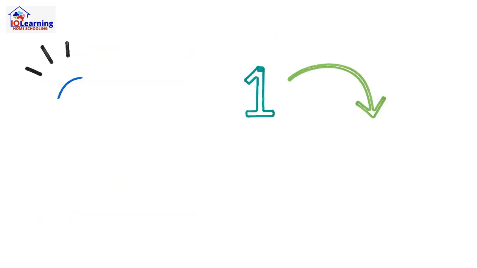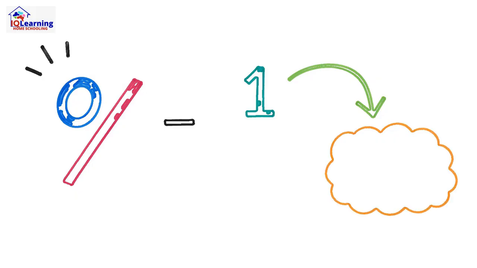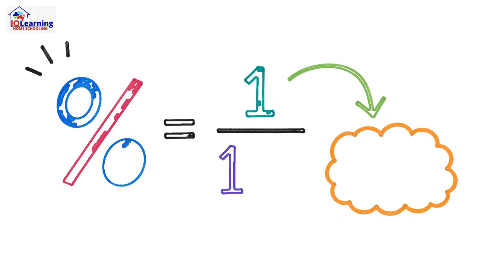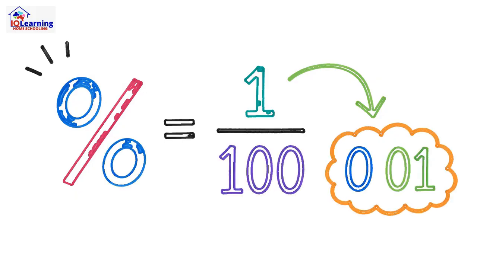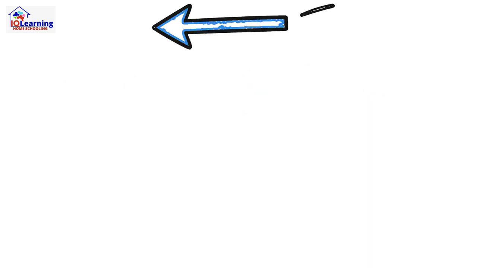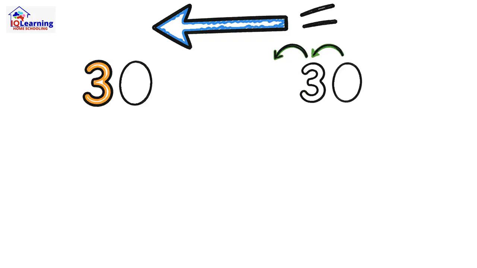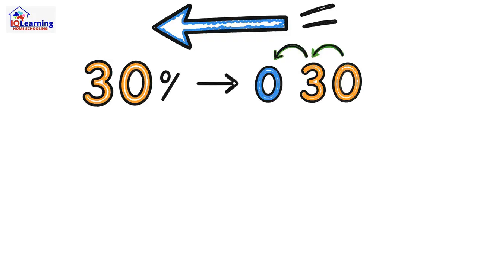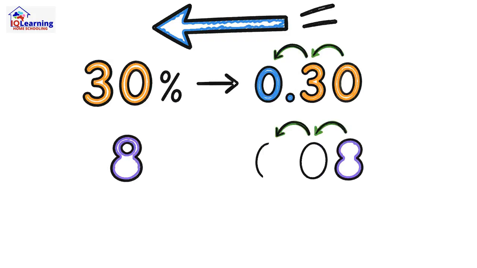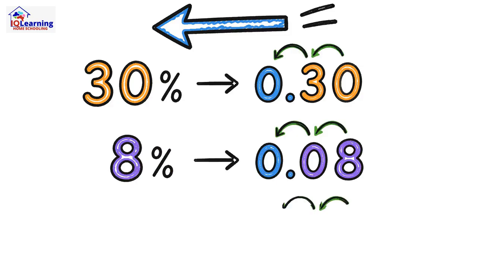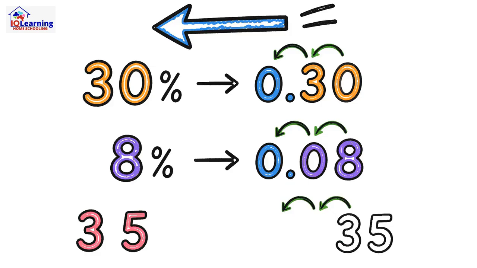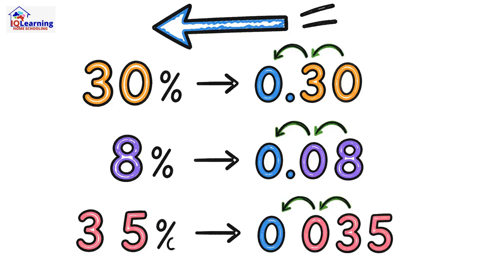Remember, percent just means out of 100. So to turn any percentage into a number you can actually use, you just divide it by 100. The fastest way? Just move the decimal point 2 places to the left. So 30% becomes 0.30. A trickier 8% becomes 0.08. Even a tiny 3.5% becomes 0.035.